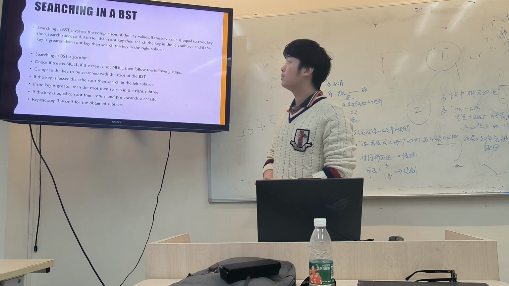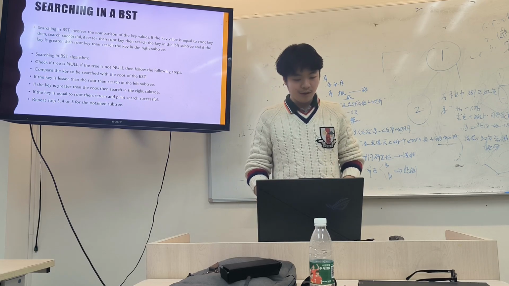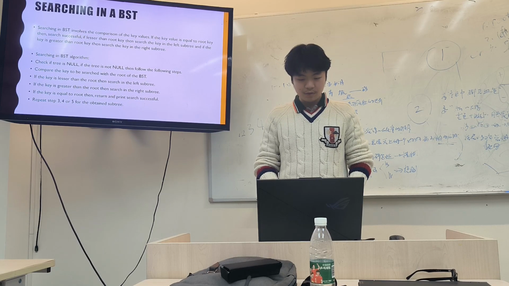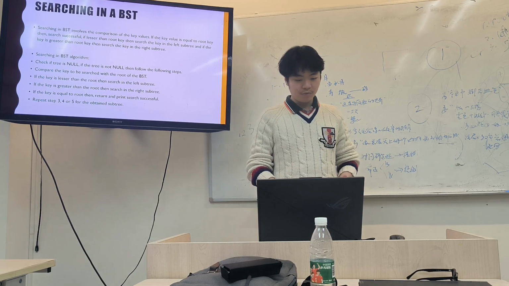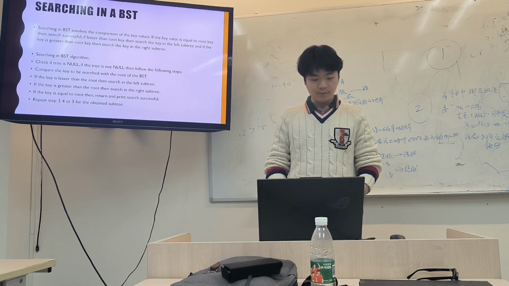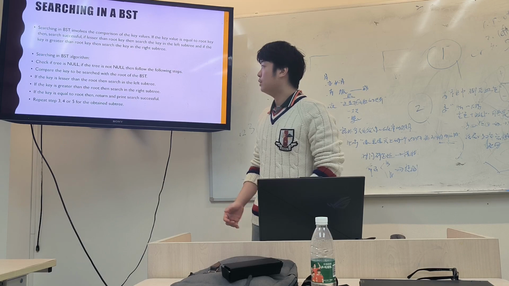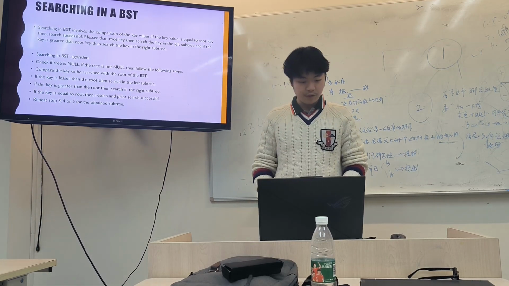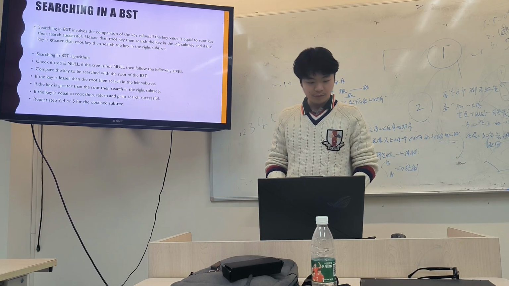Now we'll talk about searching in a binary search tree. Searching in a BST involves the comparison of the key values. If the key value is equal to the root key, then the search is successful. If it is lesser than the root key, then search the key in the left subtree. And if the key is greater than the root key, then search the key in the right subtree. Here is the BST searching algorithm. First we check if the tree is null. If the tree is not null, then follow the following steps.